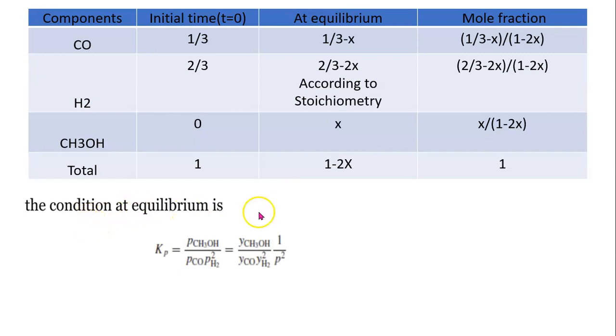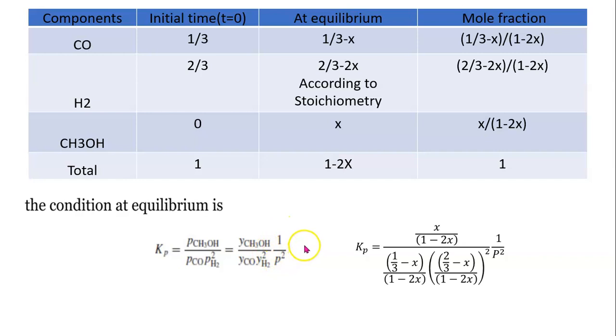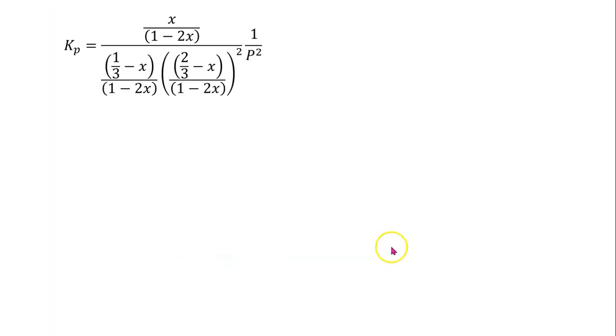Now the condition at equilibrium, we know Kp is equal to mole fraction of methanol by mole fraction of carbon monoxide into mole fraction of hydrogen square, into 1 by P square. So now we can put in the mole fractions we already have. Kp will be the methanol mole fraction, X by 1 minus 2X, then carbon monoxide mole fraction 1/3 minus X by 1 minus 2X, and hydrogen mole fraction 2/3 minus 2X by 1 minus 2X whole square, and into 1 by P square. Now we got this equation, and in the next slide, this is the equation.